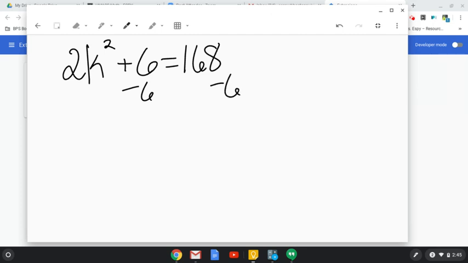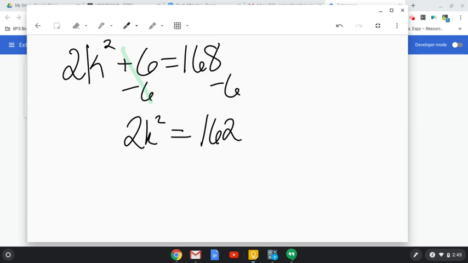So obviously you are going to start with the thing that's furthest away from the variable. In this case, there was a positive 6, so I need to remove a positive 6. I subtract on both sides. So that's going to cross out the positive 6 on the left side. On the left side, 2k squared, k is the variable I'm trying to solve for here, is equal to 162.